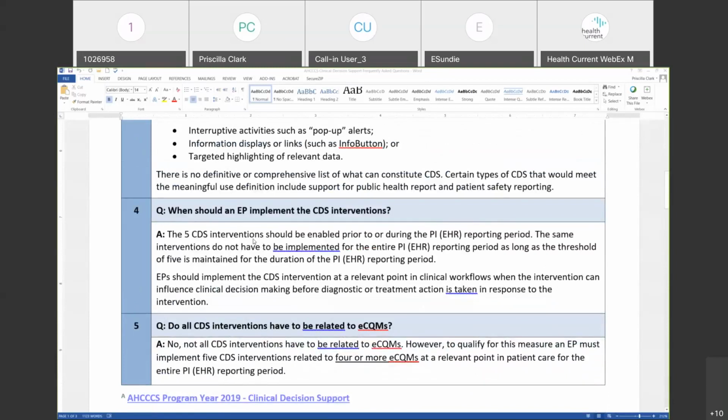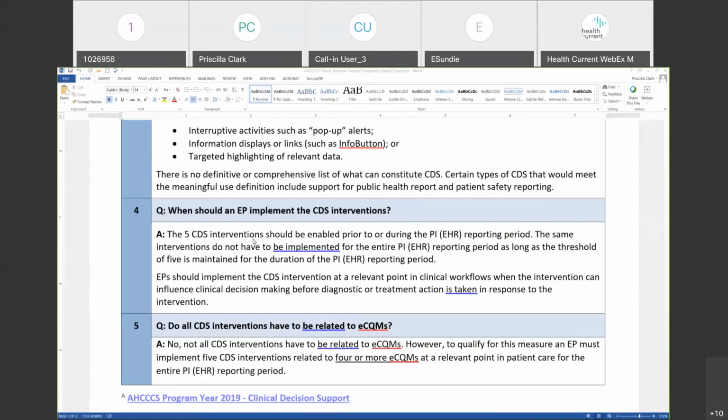Question 14, when should an EP implement the CDS intervention? The answer is that the 5 CDS interventions should be enabled prior to or during the PI reporting period. The same interventions do not have to be implemented for the entire PI reporting period as long as the threshold of 5 is maintained for the duration of the PI reporting period. EP should implement the CDS intervention at a relevant point in clinical workflows when the intervention can influence clinical decision-making before diagnostic or treatment action is taken in response to the intervention.